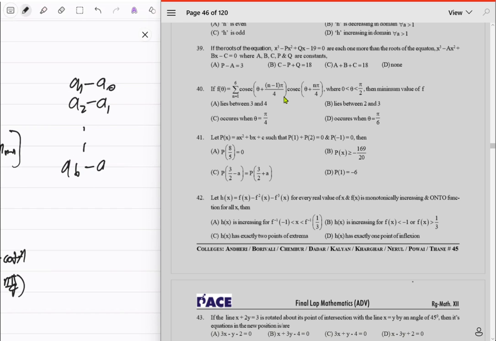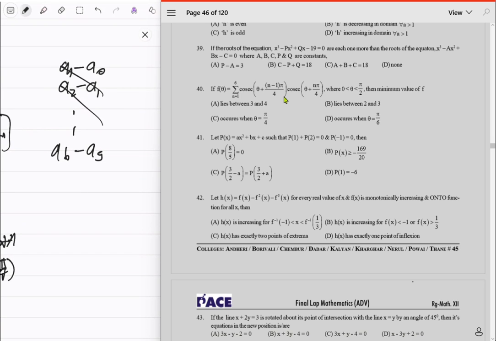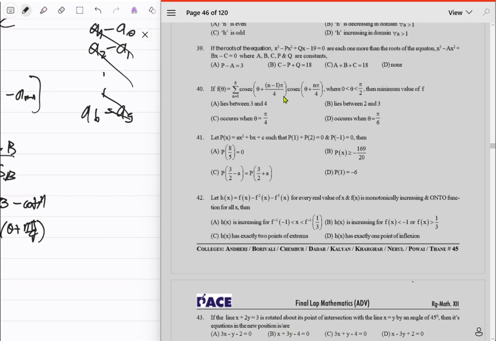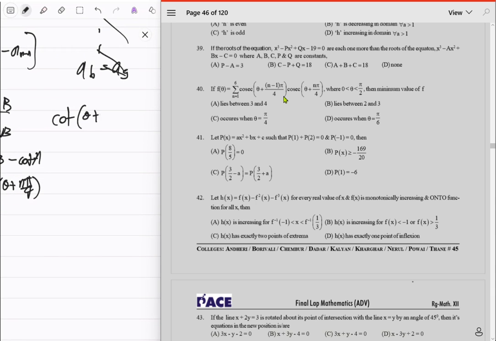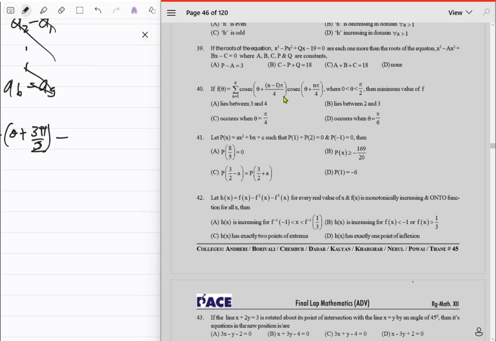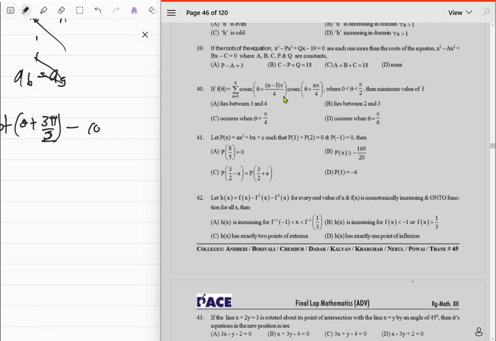a6 minus what? a5, I believe. So कुछ चीजें cancel takes this thing. a6 minus a0, right? Which is what? So a6 is cot of theta plus 6 pi upon 4, which is 3 pi upon 2, and minus a0, so just 0 over the cot of theta.